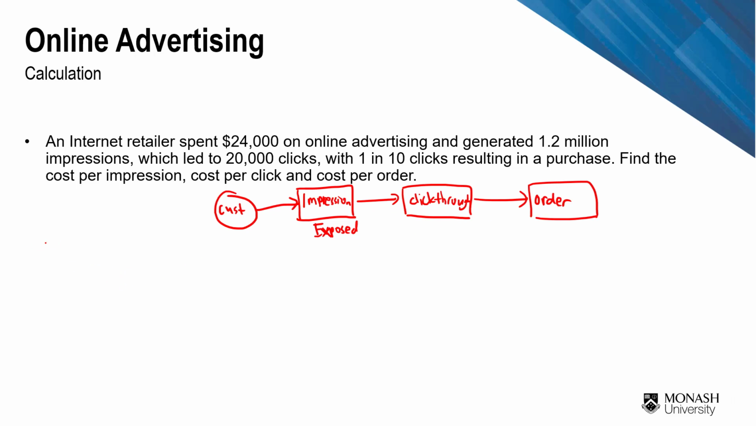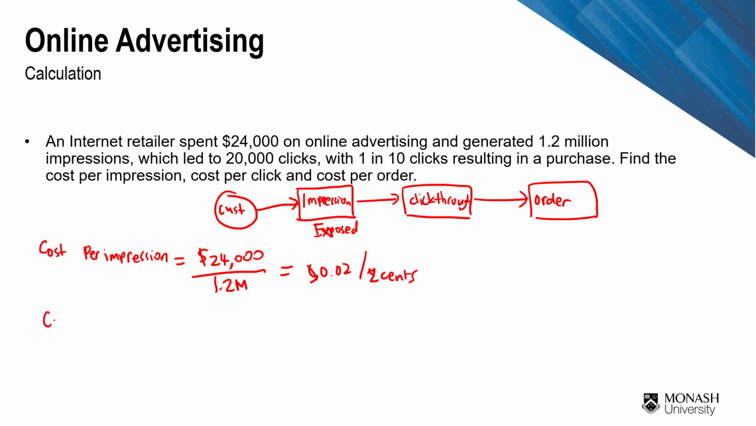First of all, we're going to calculate the cost per impression. You know that the advertising budget is 24,000, divided by the number of impressions or exposures. In this case, there are 1.2 million exposures. That will give me 0.02, or 2 cents. Very cheap.